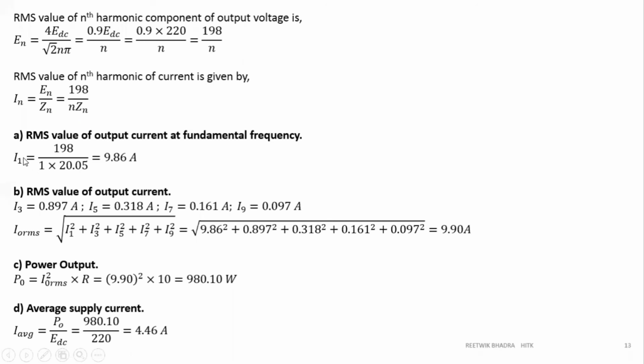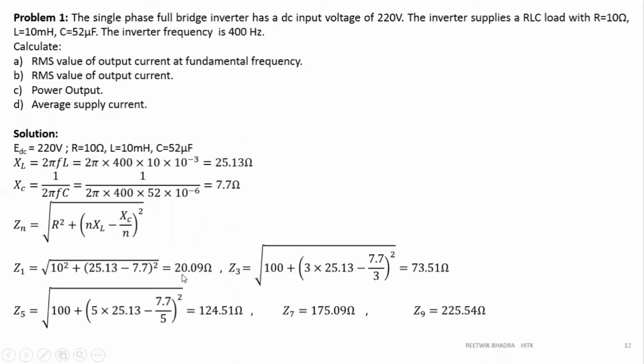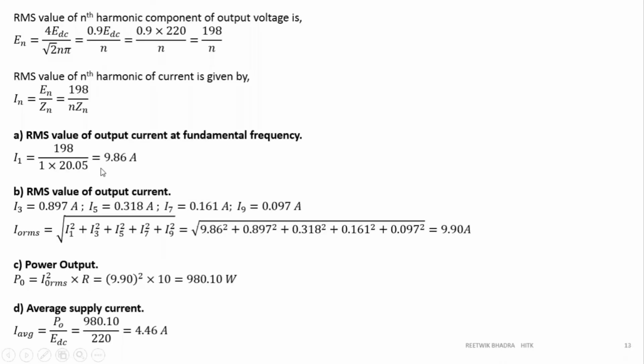I1, fundamental value: 198 divided by 1. What is Z1? We had already calculated 20.09. So substituting it over here, it will be 20.09, and you will get your value 9.86. Then you can similarly find out your I3, I5, I7, I9.